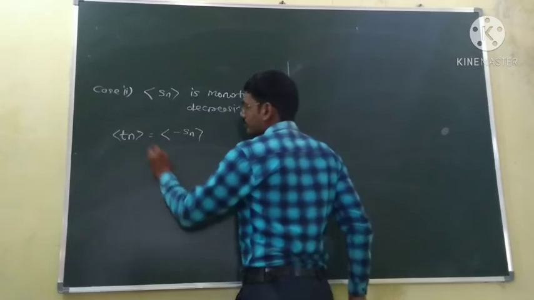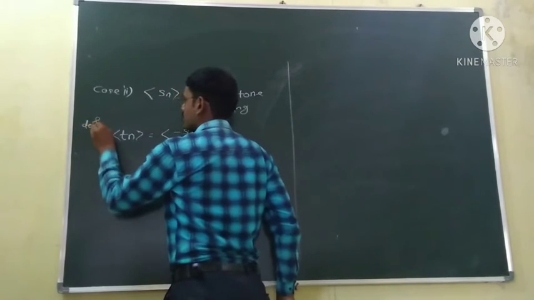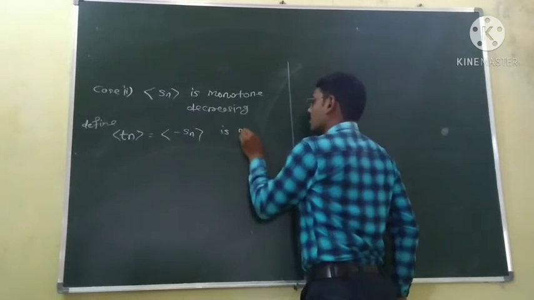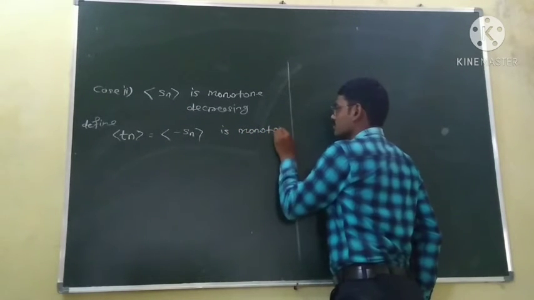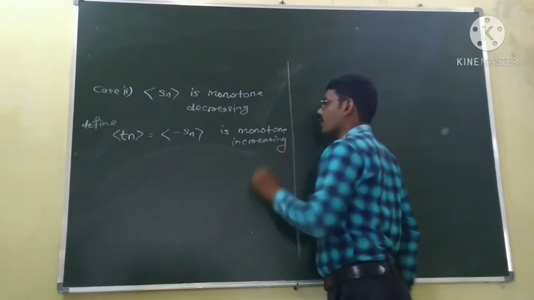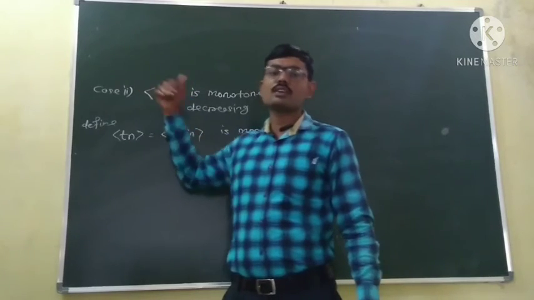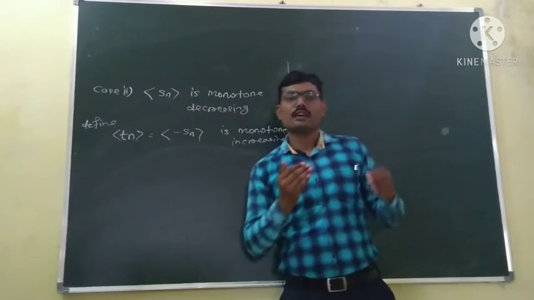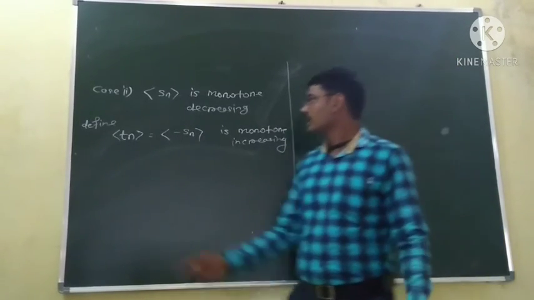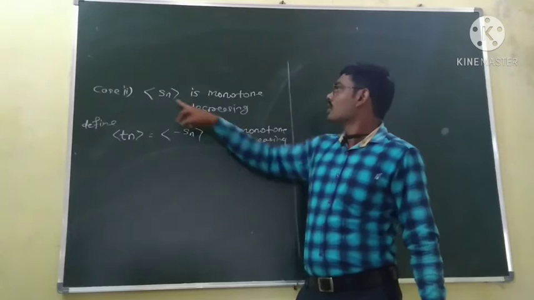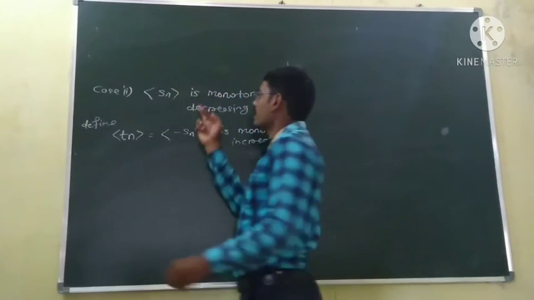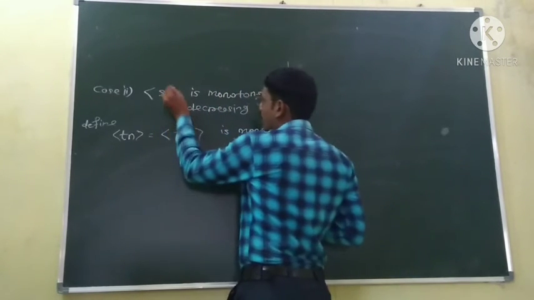So we define a new sequence, negative of Sn, which is monotone increasing. Why? Because it is just the negative of the given sequence. Since the given sequence is decreasing, the negative of this sequence is increasing. Now Tn is increasing. Also Sn is bounded, already given. Sn is monotone decreasing and it is bounded also.